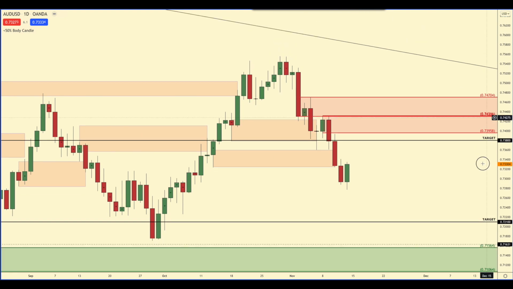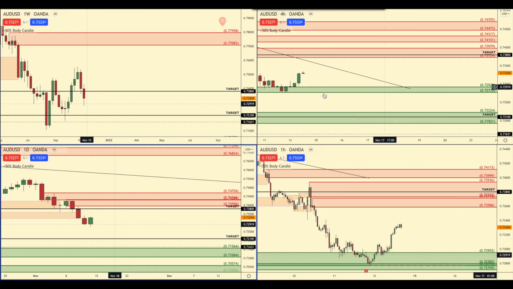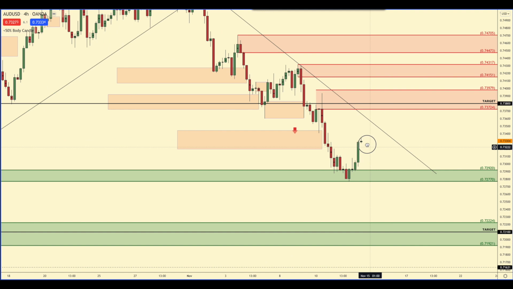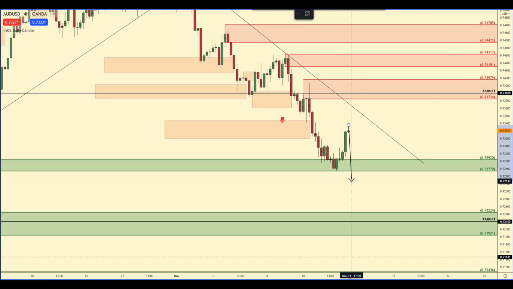But overall, I'm pretty bearish this pair. I just have to see the evidence that sellers are stepping up again and breaking that low on the 4-hour.